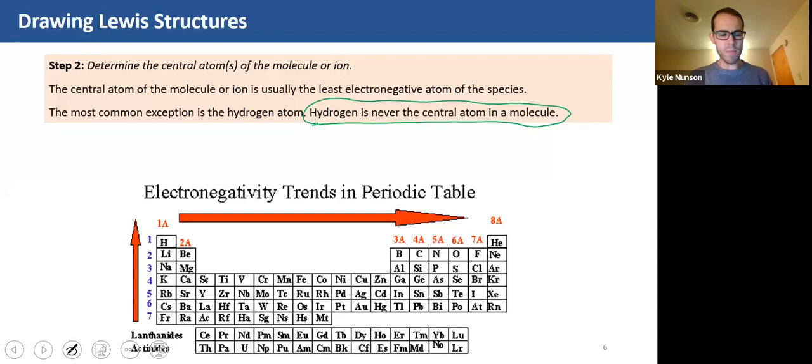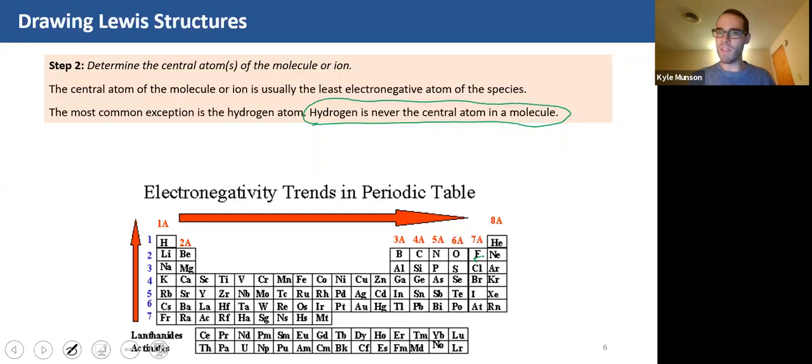And if you recall from our chapter on the periodic table, this is the trend for electronegativity. As you go to the right, you become more electronegative, with fluorine being the most electronegative atom. So this will help us as we decide what atom goes in the center. But remember, hydrogen never goes in the center. Okay, so I'll say it one more time. Never put hydrogen in the center of a Lewis diagram. Okay, you'll get the wrong answer every single time.